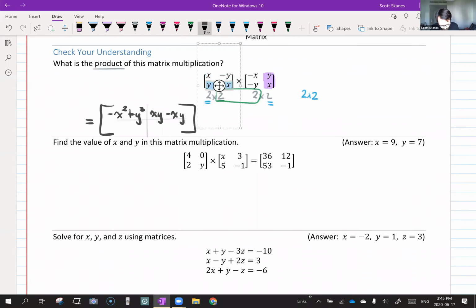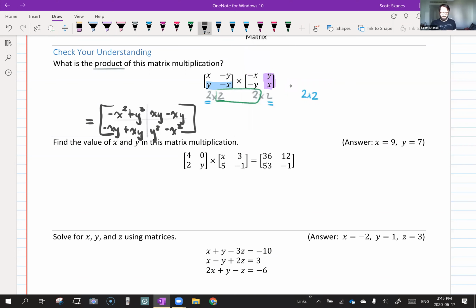We're going to do the second row multiplied by the first column. Now we have negative xy plus xy. And then we have the second row, second column, which is y times y, or y squared, plus negative x times x, which is negative x squared, so it's minus x squared.